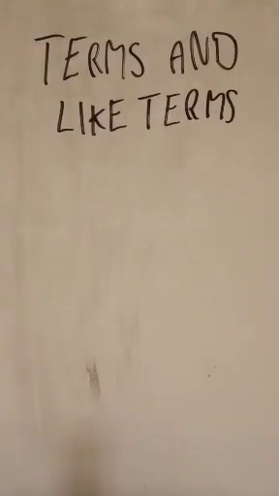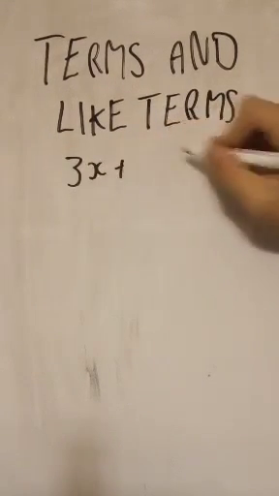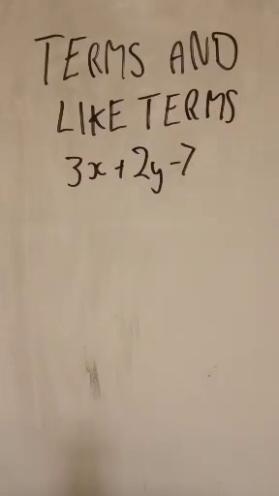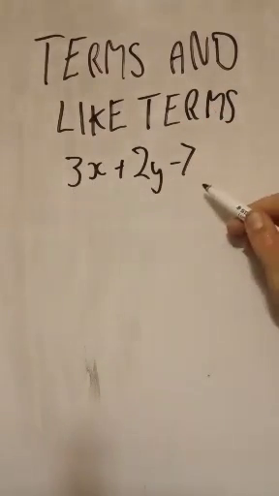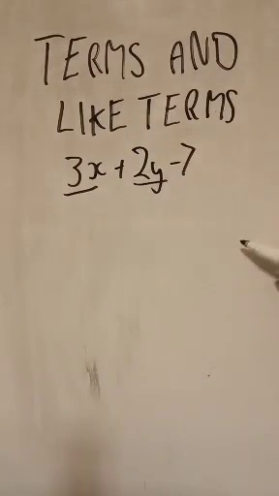In this video, we're going to look at terms and like terms and what they are. In an equation, we might have 3x plus 2y minus 7. Each of these is a term. 3x is a term, 2y is a term, and minus 7 is a term. They're all terms, each individual part of the equation.